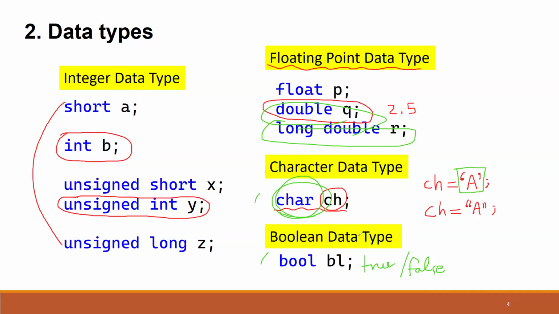Yes, only single quote. If you use double quotes, you will get an error. I'm going to talk about this double quote; actually, chapter 8 is the topic of double quotes. Any question about the data type? Yeah, you're correct, if no negative numbers, then use unsigned.